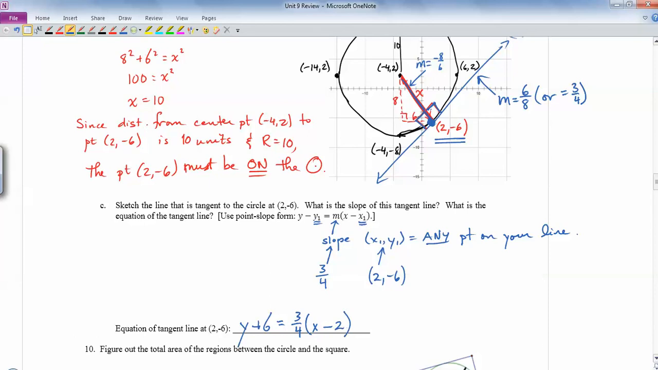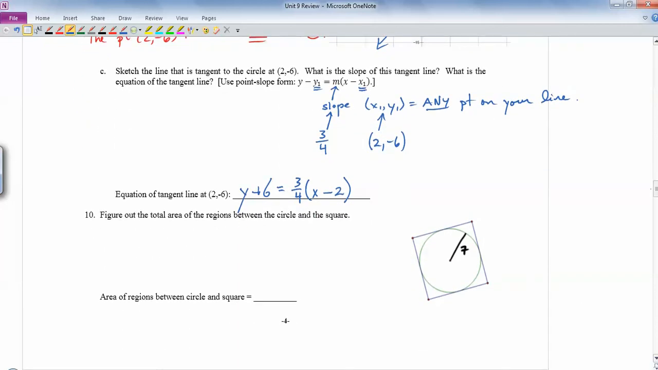All right, and then let's take a look at number 10. So 10 says, figure out the total area of the regions between the circle and the square. So that's this part, this part, this part, and this part. So that's what we're trying to add up there, these 4 regions. So really the easiest way to do this is to figure out the area of the square, and we want to get rid of the area of the circle. A square's area, since it's also a rectangle, is length times width, so the area of a square is x times x, x squared.